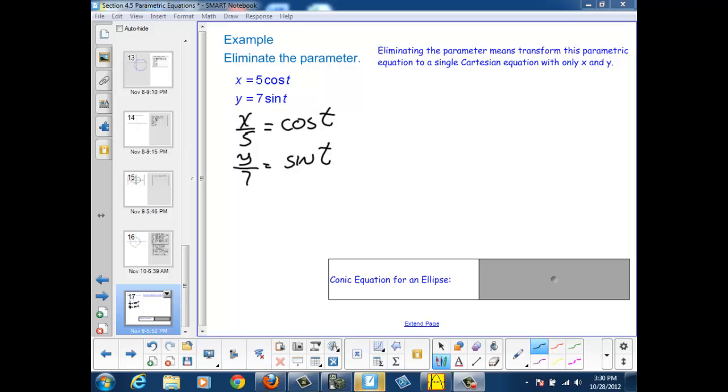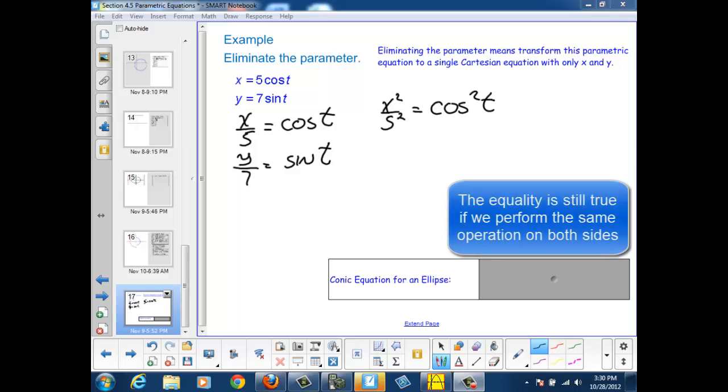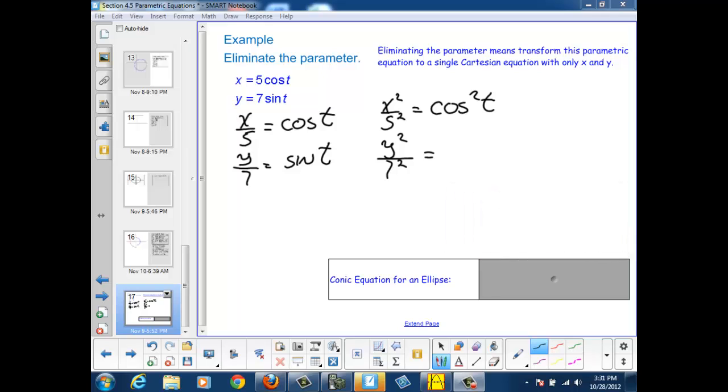The next step is going to allow me to implement a trigonometric identity. I'm going to square both equations. And by square, I mean square both sides of the equal sign. So x over 5 will become x squared over 5 squared, and that's going to be equal to cosine squared t. And y over 7 becomes y squared over 7 squared, being equal to sine squared t.